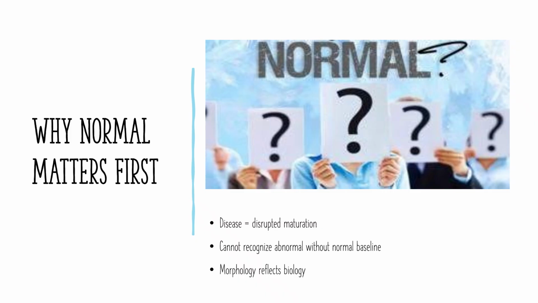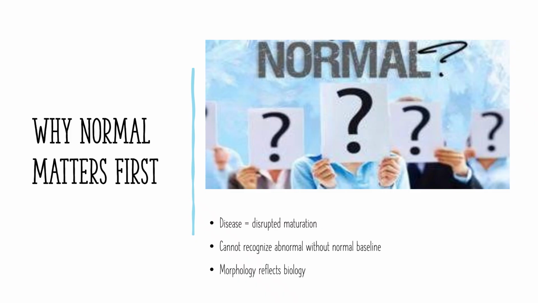But here's the challenge. Abnormal only exists relative to normal. If you don't understand what healthy maturation looks like, everything under the microscope just looks like a collection of slightly different round cells. And that's where students get frustrated. Once you understand normal development patterns, though, abnormalities become obvious. Cells start to look out of sequence, proportions feel wrong, or maturation appears disorganized.